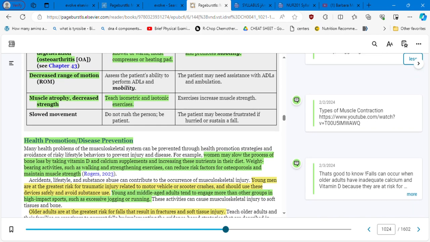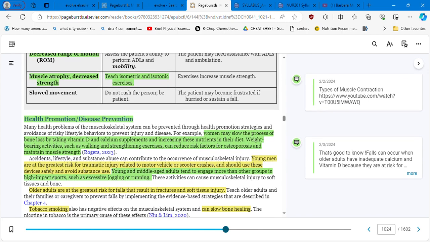Okay, decreased range of motion. You need to assess the patient's ability to perform ADLs, muscle atrophy, decreased strength, and teach isometric and isotonic exercises. I have provided in the supplemental file a video, okay, on types of muscle contractions, all the isometric and isotonic exercises that you can suggest to your patient after evaluation of the range of motion. You don't want to give these exercises if the patient is having any problem with movement, okay? And you can watch this video.